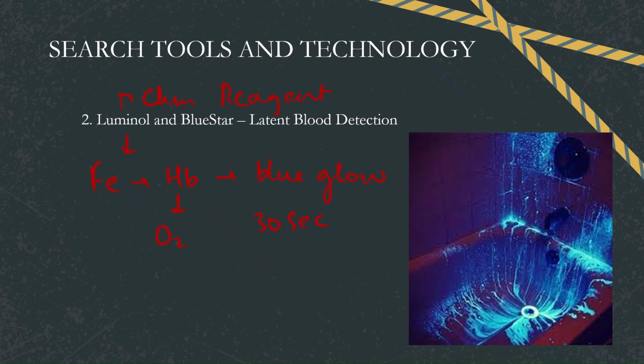However, there is an important point to remember. Luminol is sensitive, but it is not completely specific. It can sometimes react with substances like bleach or certain plant materials and produce false positives. And that is why a luminol reaction is never treated as final proof. It only tells investigators that something is there. The actual confirmation always comes from laboratory testing.